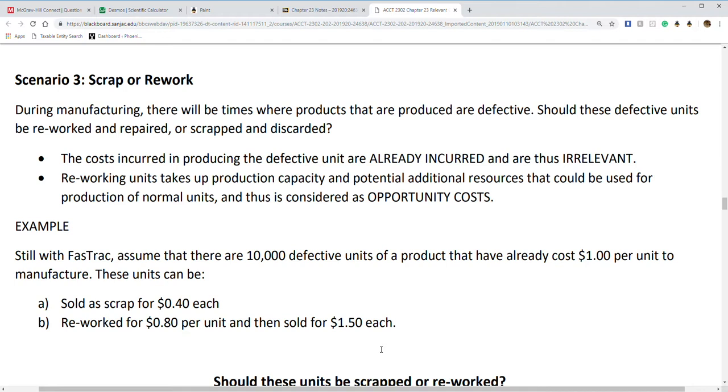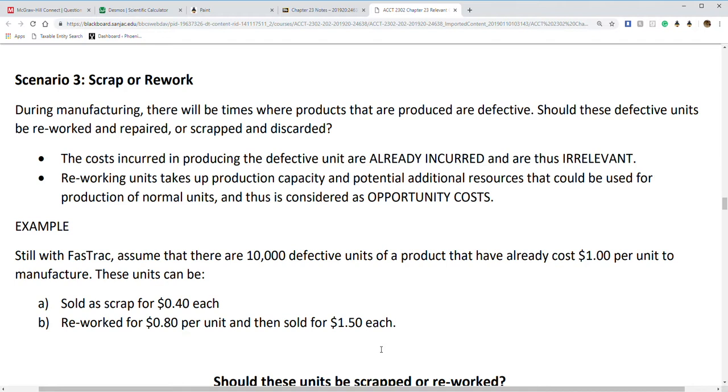Reworking units takes up production capacity. So they're going to take up that capacity and potential additional resources that could be used for production of normal units. Thus, it is considered an opportunity cost, because we're basically inserting a unit that's already been made and fixing it. So we're causing something that hasn't been made to not hit the line yet.